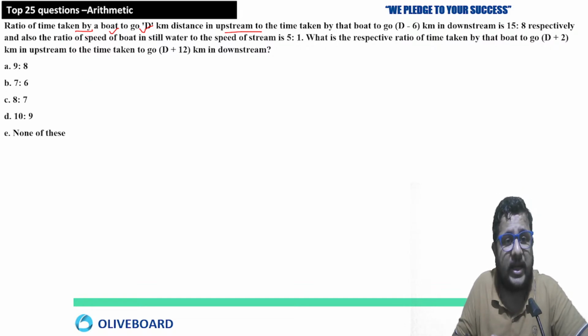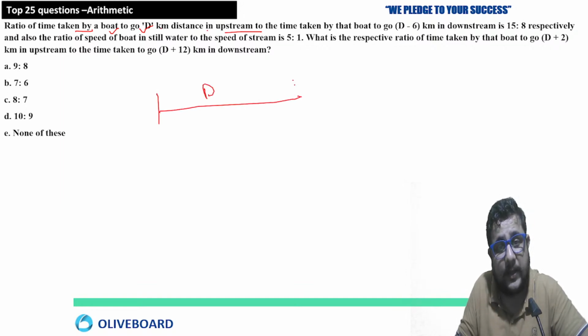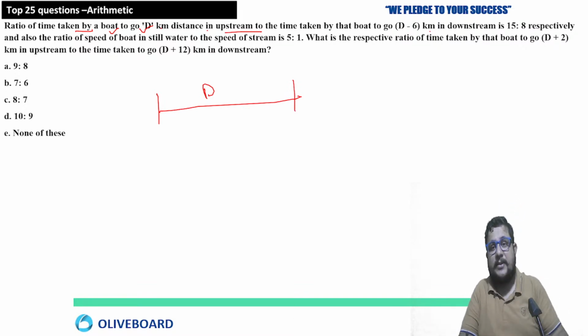I'll tell you the solution. The ratio of the time taken by a boat to go d kilometers in upstream to the time taken by the boat to go d minus 6 kilometers in downstream is 15:8 respectively.